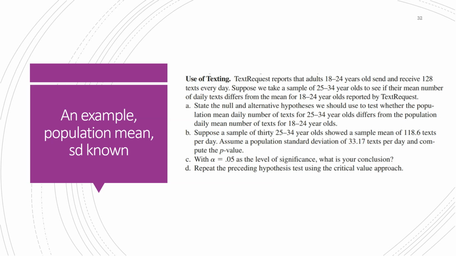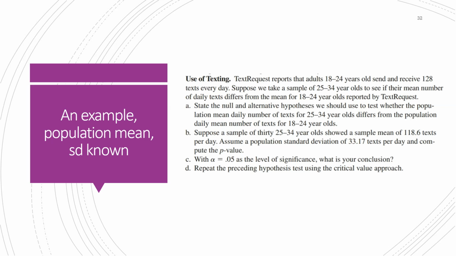Suppose a sample of 25 to 34-year-olds showed a sample mean of 118.6 texts per day. Assume a population standard deviation of 33.17 texts per day and compute the p-value with alpha of 0.05 level of significance. What is your conclusion? Repeat the hypothesis testing using the critical value approach.